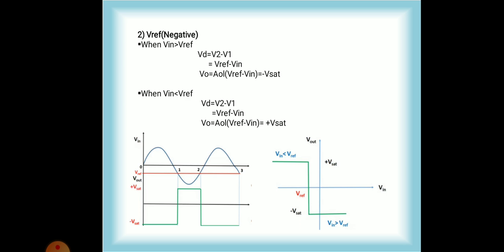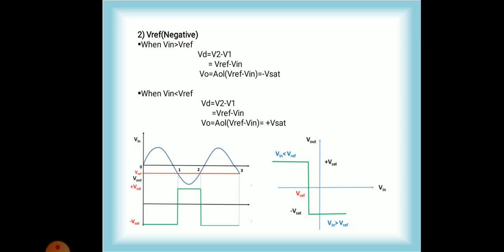Let's consider the waveform. Here V reference is negative, 0, 1, 2, 3 are the intersection points. From 0 to 1, Vin is greater than V reference, therefore V0 is equal to minus V saturation. From 1 to 2, Vin is less than V reference, therefore the output voltage is plus V saturation. From 2 to 3, Vin is greater than V reference, that is V0 is equal to minus V saturation, and so on. Let's consider the transfer characteristics.